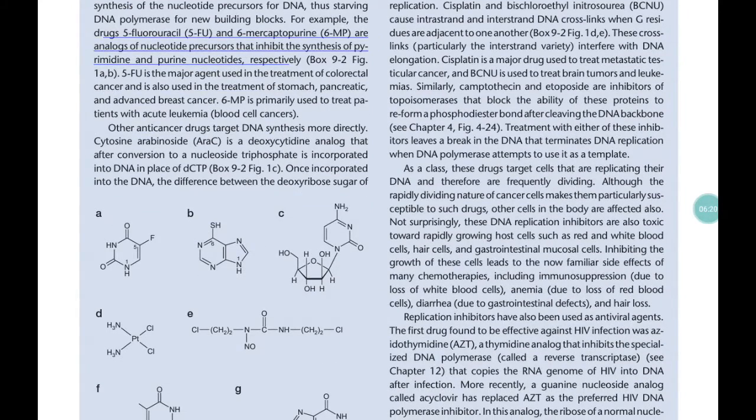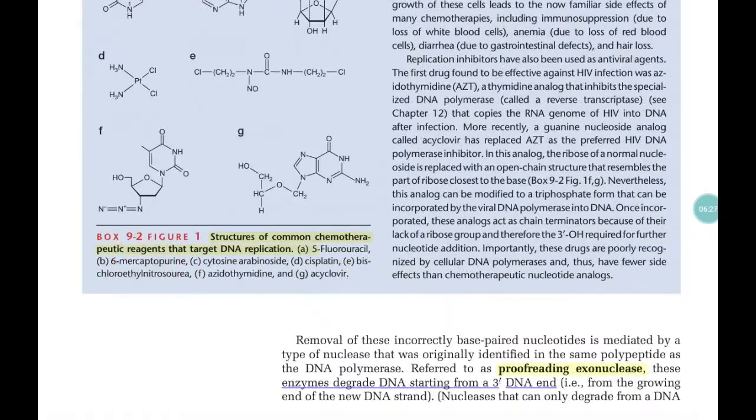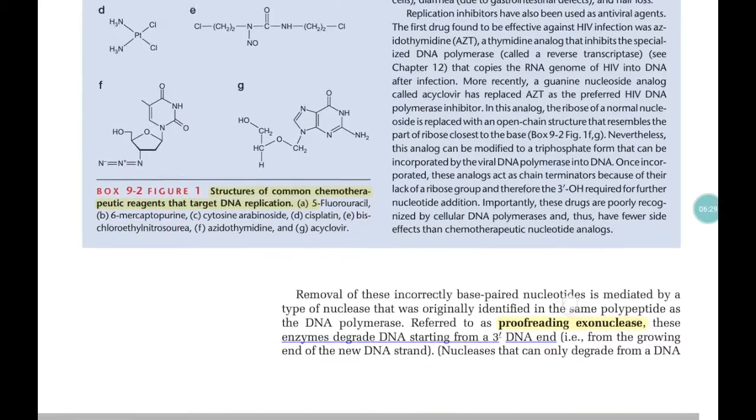6-mercaptopurine, 6-MP, is an analog of the nucleotides because it inhibits the synthesis of pyrimidine and purine nucleotides. Structures of common variants of DNA replication.